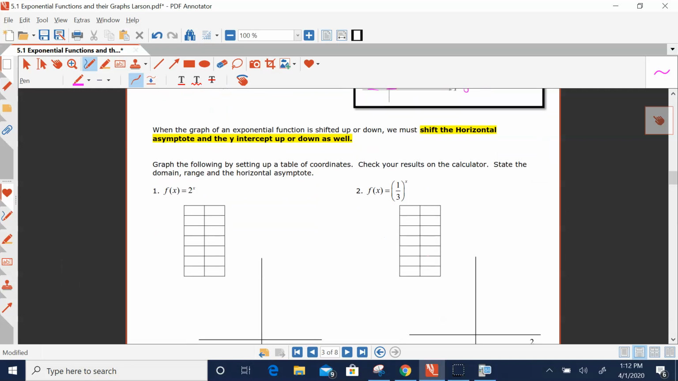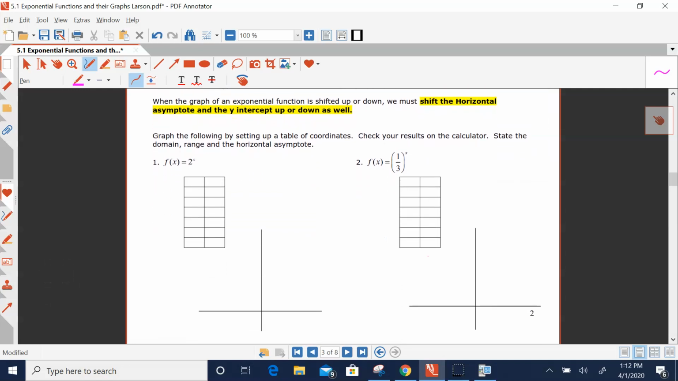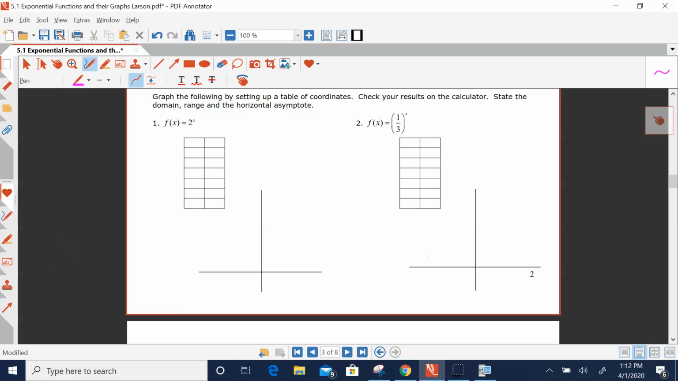So let's work on graphing some exponential functions. We're just going to set up a table of values, and let's pick some values for x and find some values for y. So let me pick some values of x to be -2, -1, and then 0, 1, and 2. Well, let's just plug those in. 2 to the -2 power. Well, negative means to take the reciprocal, so this will be 1 over 2 squared, which is 1/4. So when you plug in a -2, you get 1/4.